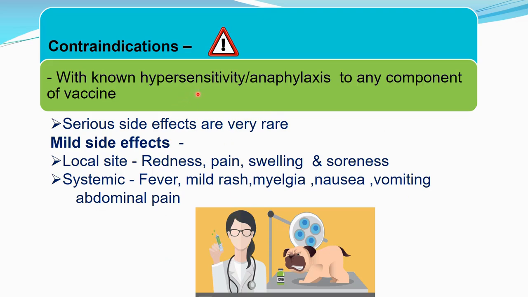Contraindication for all the vaccines I have discussed is known hypersensitivity or anaphylaxis to any component of the vaccine; you should not give the following doses. There are no serious side effects, and side effects are very rare for all the vaccines I have mentioned. They have only mild side effects like local site redness, pain, swelling, soreness, and sometimes systemic symptoms like fever, mild rash, myalgia, nausea, vomiting, abdominal pain. So they are very safe. You should be vaccinating where required.